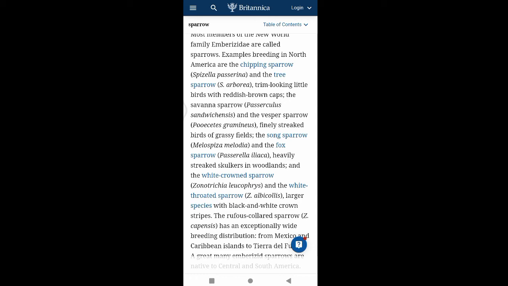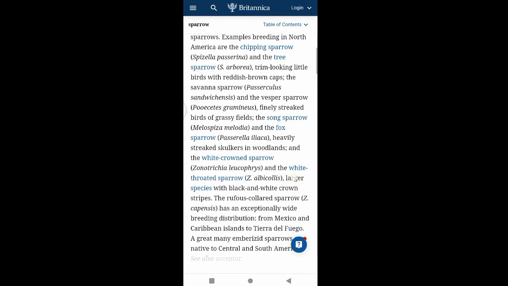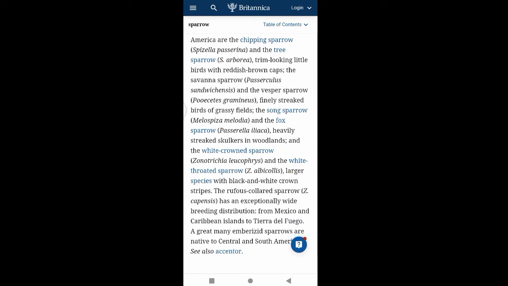white-throated sparrows, Lapland longspurs, will black and will crown, the fourth class of sparrows.